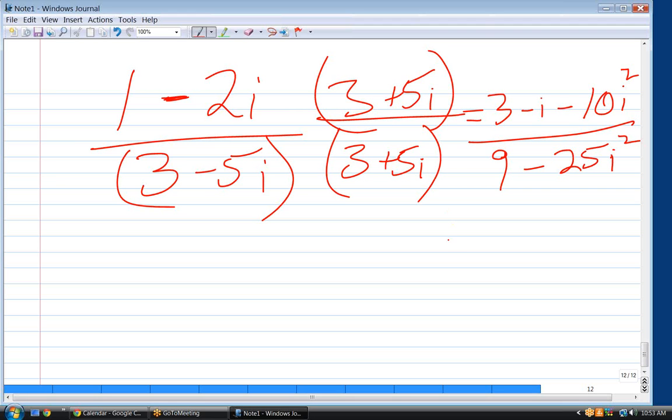Okay, now simplify the top. 3 minus i. Oh no, so i squared, so plus 10, so 13 minus i equals 34. Okay. Now, is that in a plus bi format?